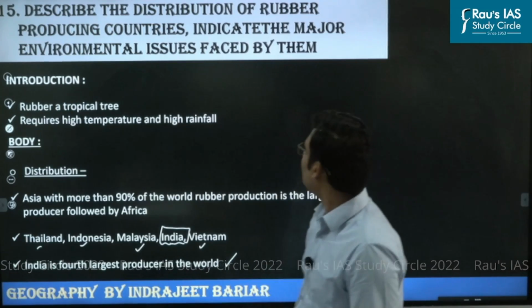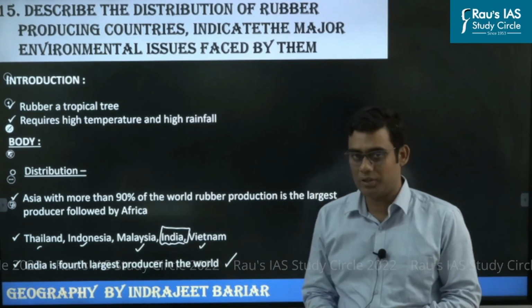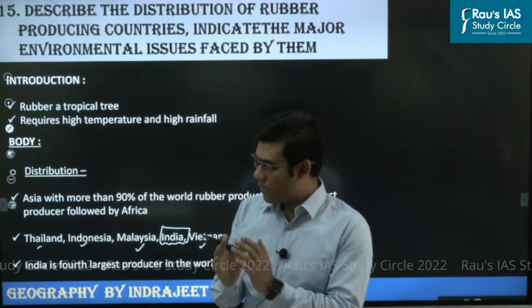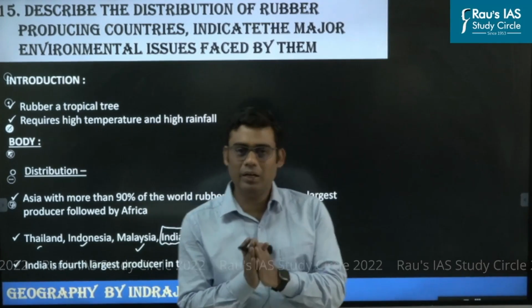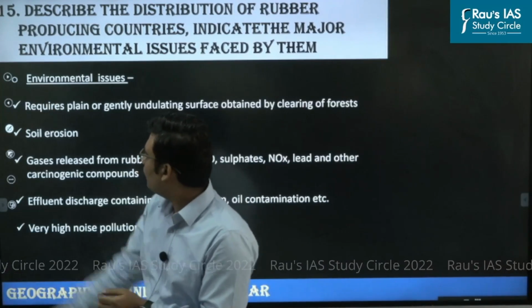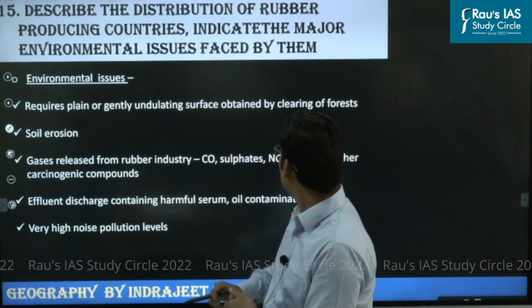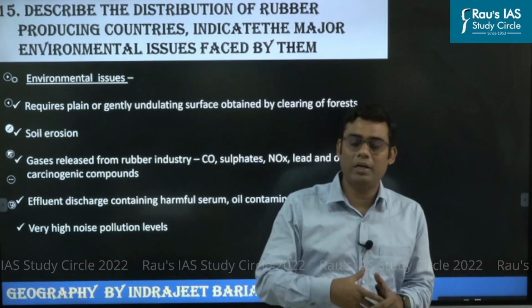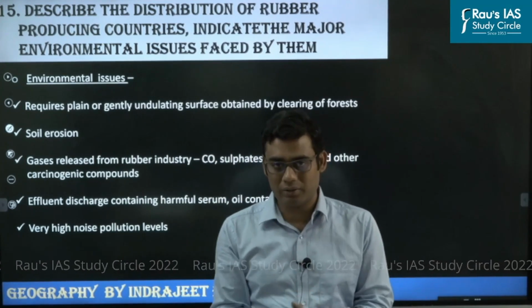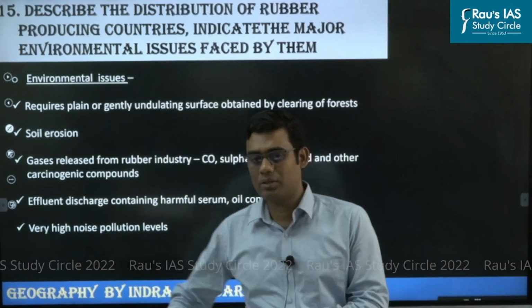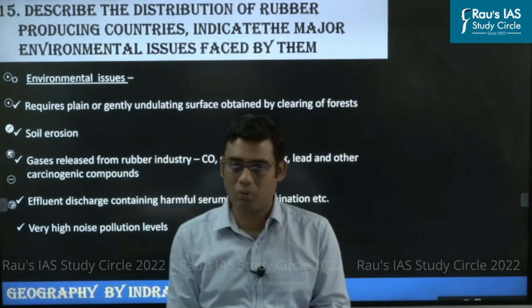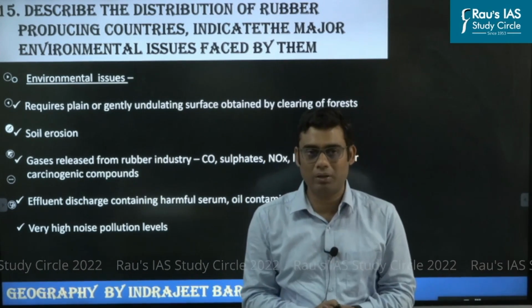Now the second part, that is the environmental issues associated with rubber production. Rubber production is highly detrimental to the environment, first thing. The first issue: rubber plantation is done over large plain areas, and in these regions plain areas would not be readily available. We are talking about regions where high rainfall is also required. High temperature anyways is the tropical region.